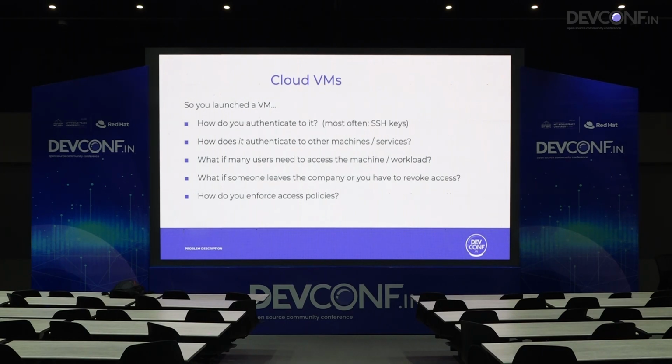There might be a few questions which might arise. What will happen if this machine wants to communicate with other machines or other services? What will happen if this particular machine needs to be accessed by a different user? Suppose someone who has access has left the company, how will you revoke the permission on that? So these are the problems which we have with virtual machines and the way to access them, and we will see how we have solved it using identity management and, in short, the Podengo project.